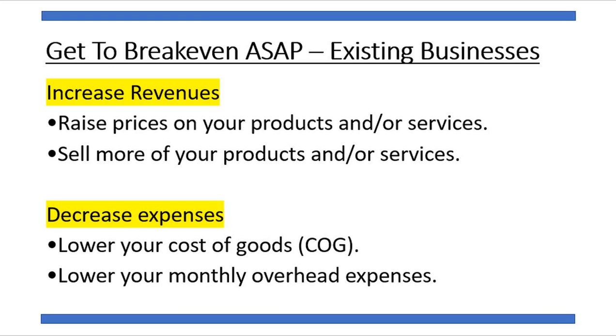And so the 2 ways to bring in more money is to either raise prices on your existing products and services or sell more of them. If your pricing is appropriate, but you simply aren't doing enough volume, you'll need to sell more. Or you can tackle this problem of not breaking even by decreasing your expenses, either lowering your cost of goods and or lowering your monthly overhead.